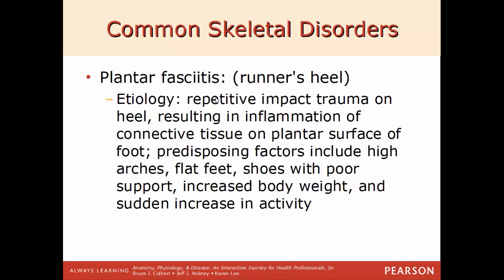Plantar fasciitis, or runner's heel, as it's often called. Etiology is the repetitive impact trauma on the heel. This will result in inflammation of the connective tissue on the bottom surface, or the plantar surface, of the foot. There are some predisposing factors to this, including if you have a high arch in your foot, or if you have flat feet, or shoes that have poor support in them, if you have increased body weight, or if you have a sudden increase in activity.